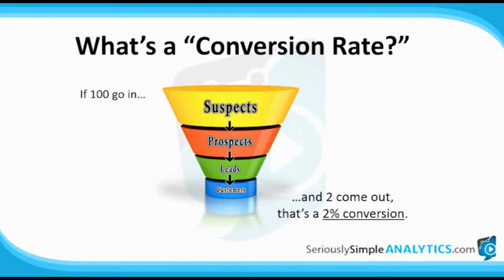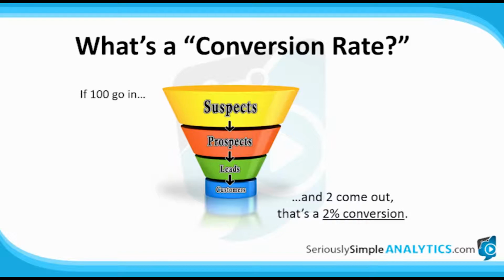Now, each one of these examples in this step is a conversion point. So you've got suspects to prospects, you've got prospects to leads, you've got leads to customers. And of course, in customers, you can kind of keep filtering this down, but you can have different conversion points for different products or services that you have. But just generally speaking, you also have this overall conversion point, which is if 100 people start at the top of your funnel and only 2 people come out, that would be a 2% conversion rate.